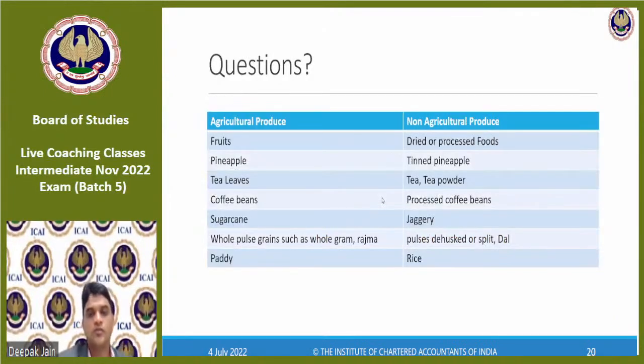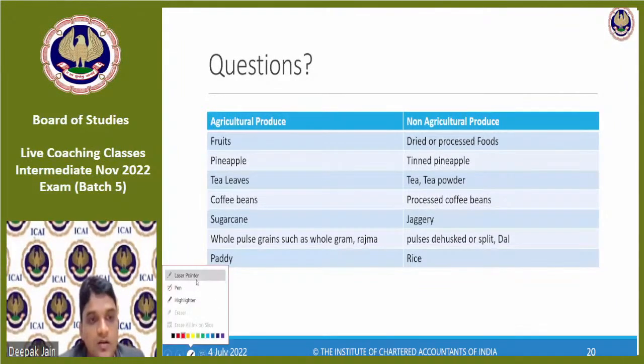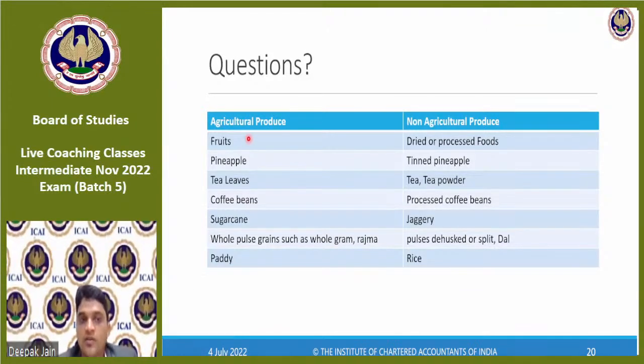Okay. What could be the other questions to understand is what are agriculture produce and what is non-agriculture produce? Like how we said paddy and rice, that is definitely one of the items. But generally, what is non-agriculture produce and agriculture produce?